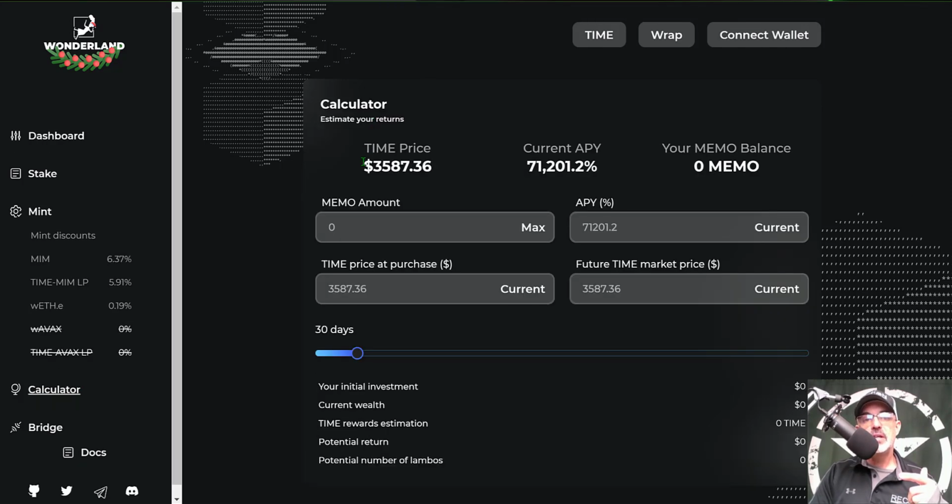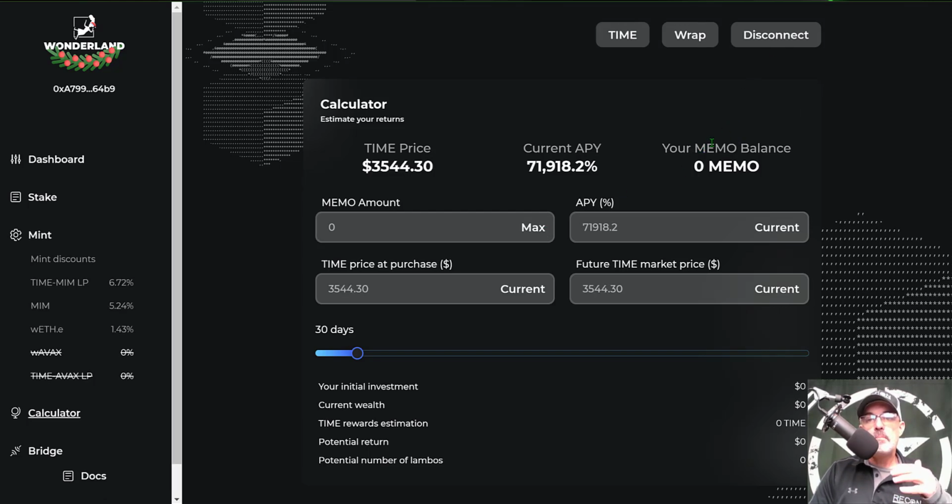From the calculator page, they show the current price at $35.87 with an APY a little bit lower than what it was showing on the staking page, still 71,000% APY. And then my memo balance. Now, if you read through those documents I shared with you earlier, you'll know that when you stake your time, it gets converted to memo, and when you unstake, it gets converted back to time, and that's what ends up in your MetaMask wallet.